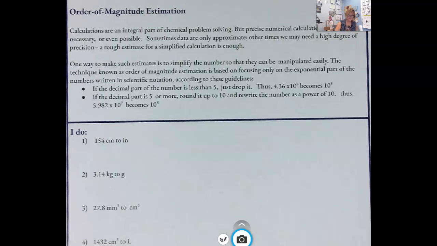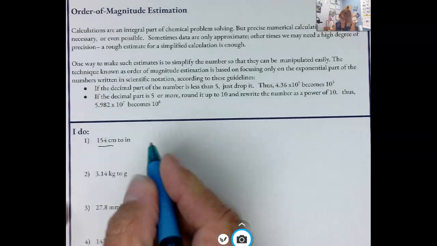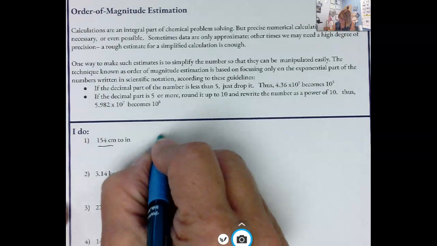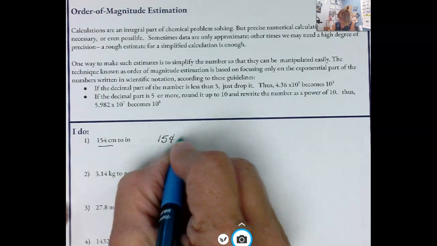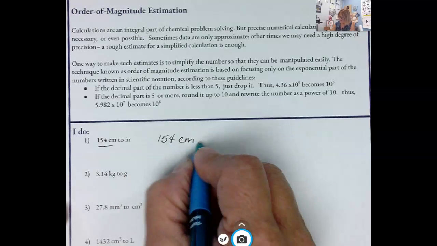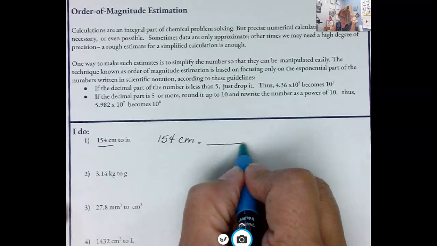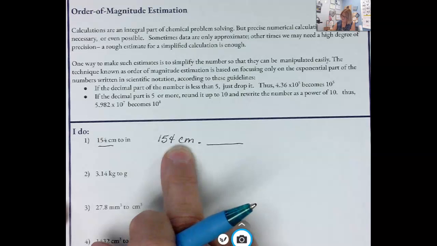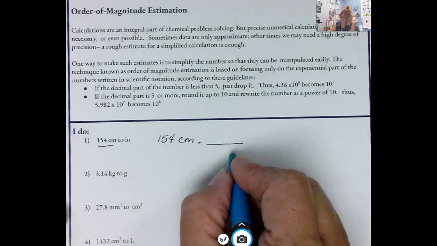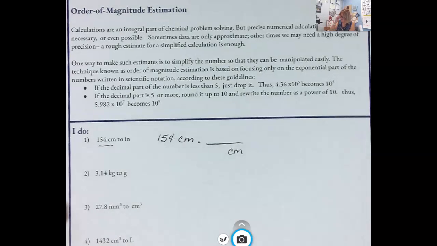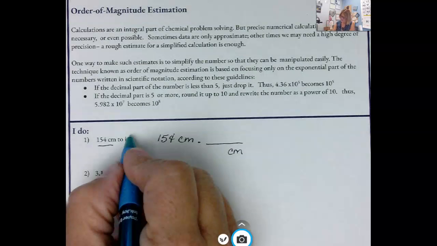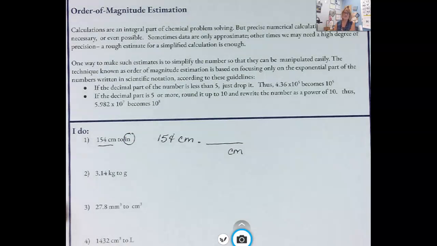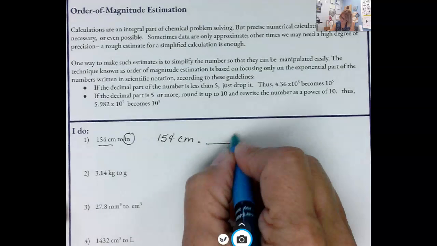And so again, we write down what we're given. So I'm given 154 centimeters. I'm going to multiply by my conversion factor. And since centimeters is what I'm given, remember centimeters goes in the denominator, and I'm looking for inches. That goes in the numerator.